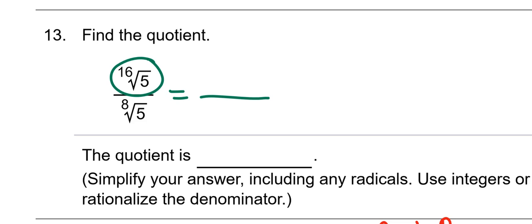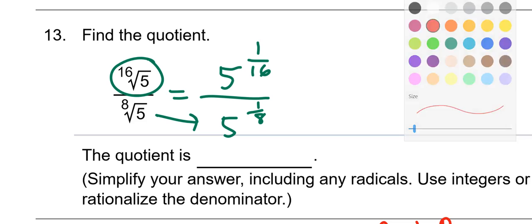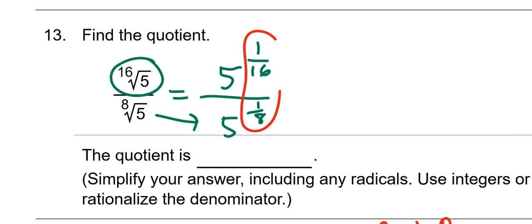Okay, change that to its fractional exponent form. 5 to the what? Thank you. And the bottom, 5 to the 1/8. What are you going to do to those 2 exponents? Well, when you are dividing like bases, we don't add the exponent. Subtract. Excellent idea.